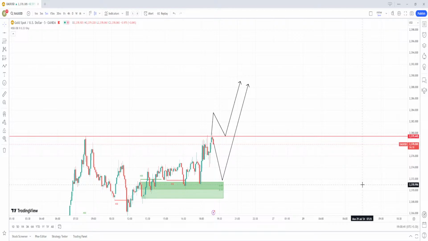After any of these things, if the price retests from here, we are going to take a trade. Or else if the price breaks out from this zone and retests this and respects this level, we are going to take a buy trade. Or else we are going to wait for the setup, then we are going to take a trade. We are not going to take a trade now until the breakout or retest happens.